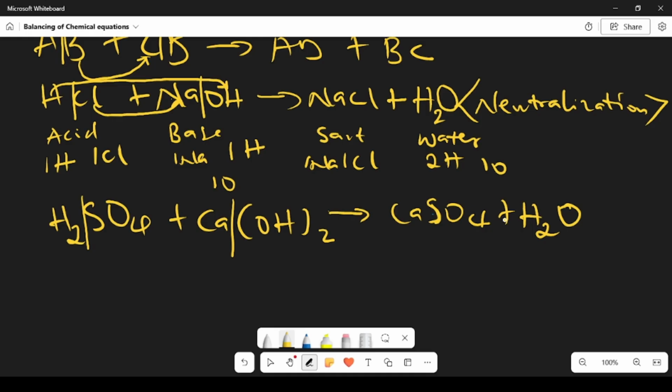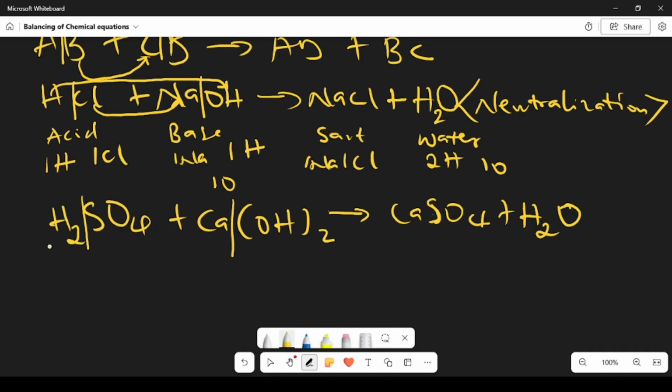And the chemical formula of hydrochloric acid is HCl. The chemical formula of sodium hydroxide is NaOH. The chemical formula of hydrogen tetraoxosulfate 6 is H2SO4.